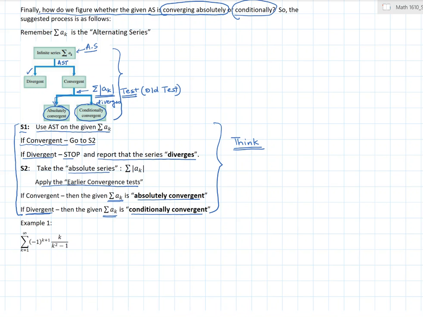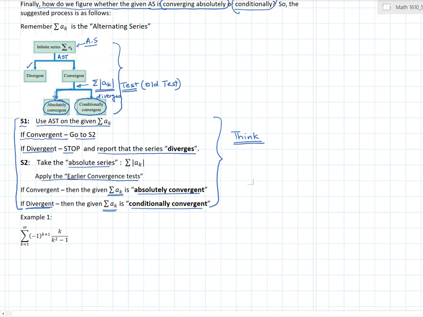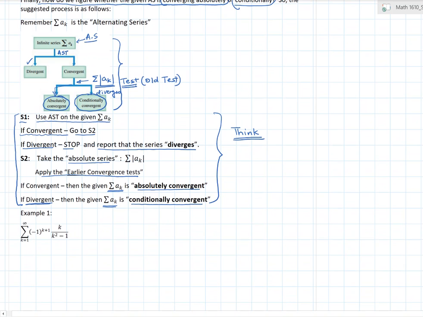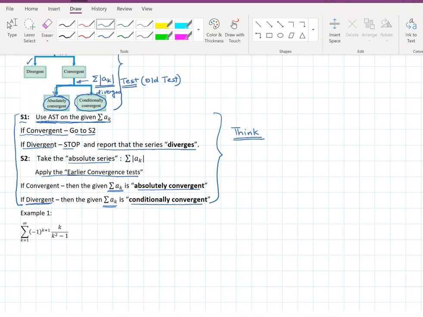So we are studying absolute convergence and conditional convergence for alternating series. Last time we saw, so let's review quickly the process of testing for them. We have an alternating series given to us. So in step 1, we are going to use the alternating series test on the given series.